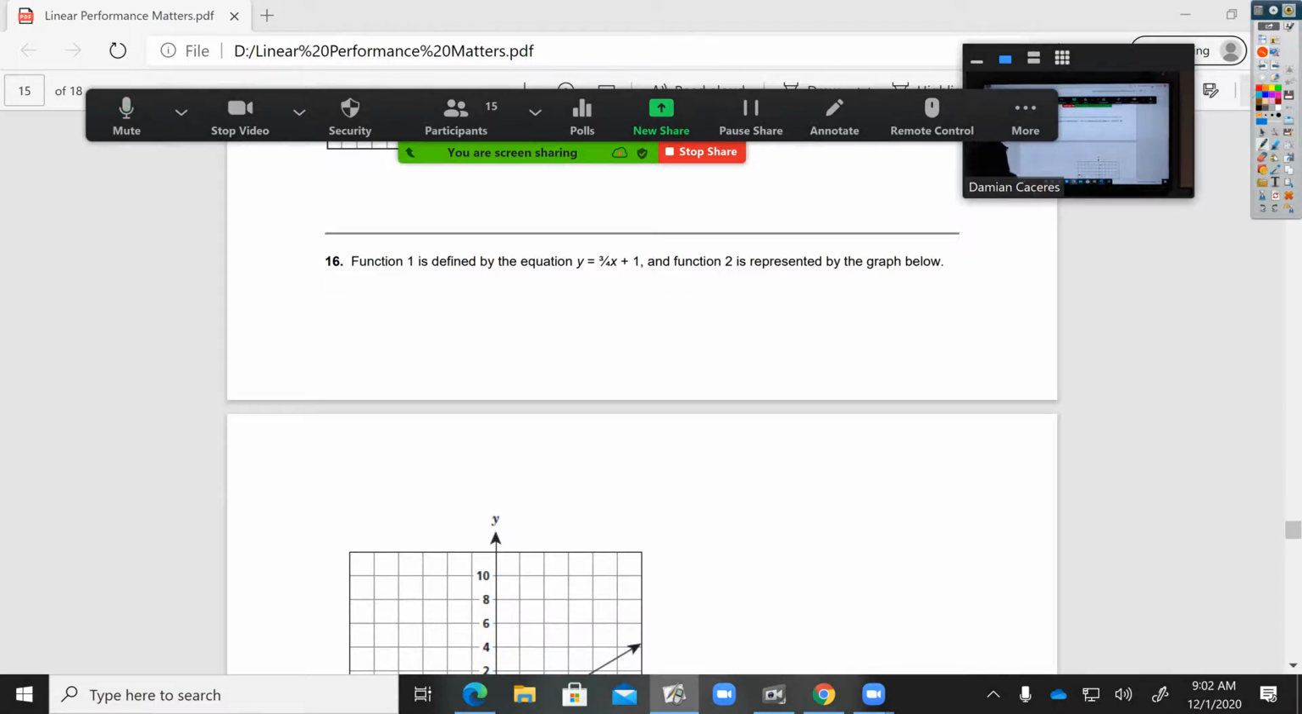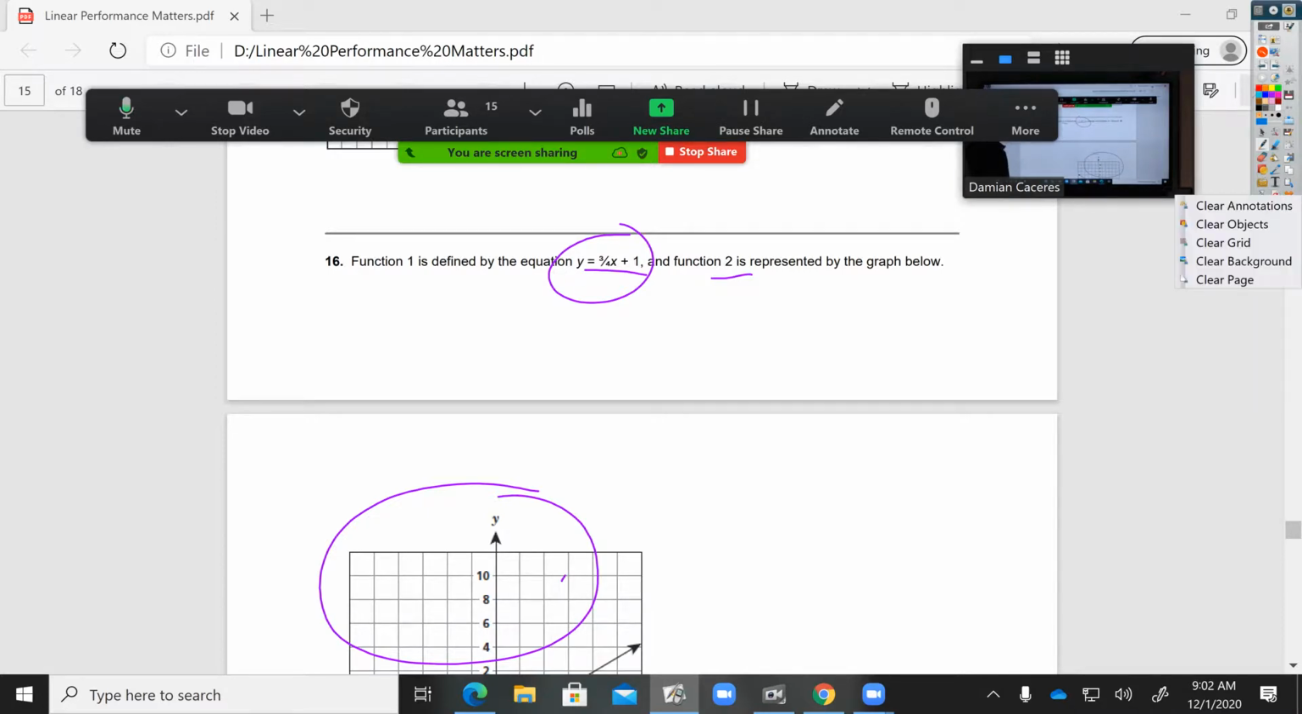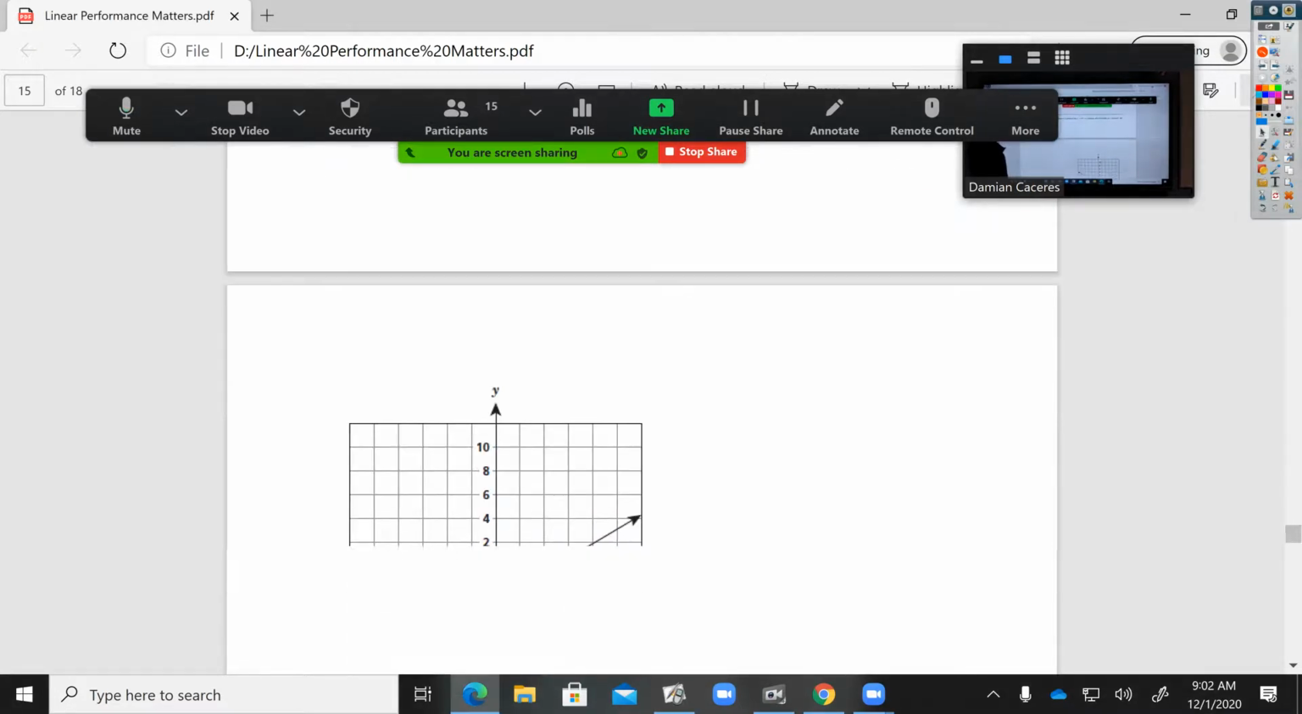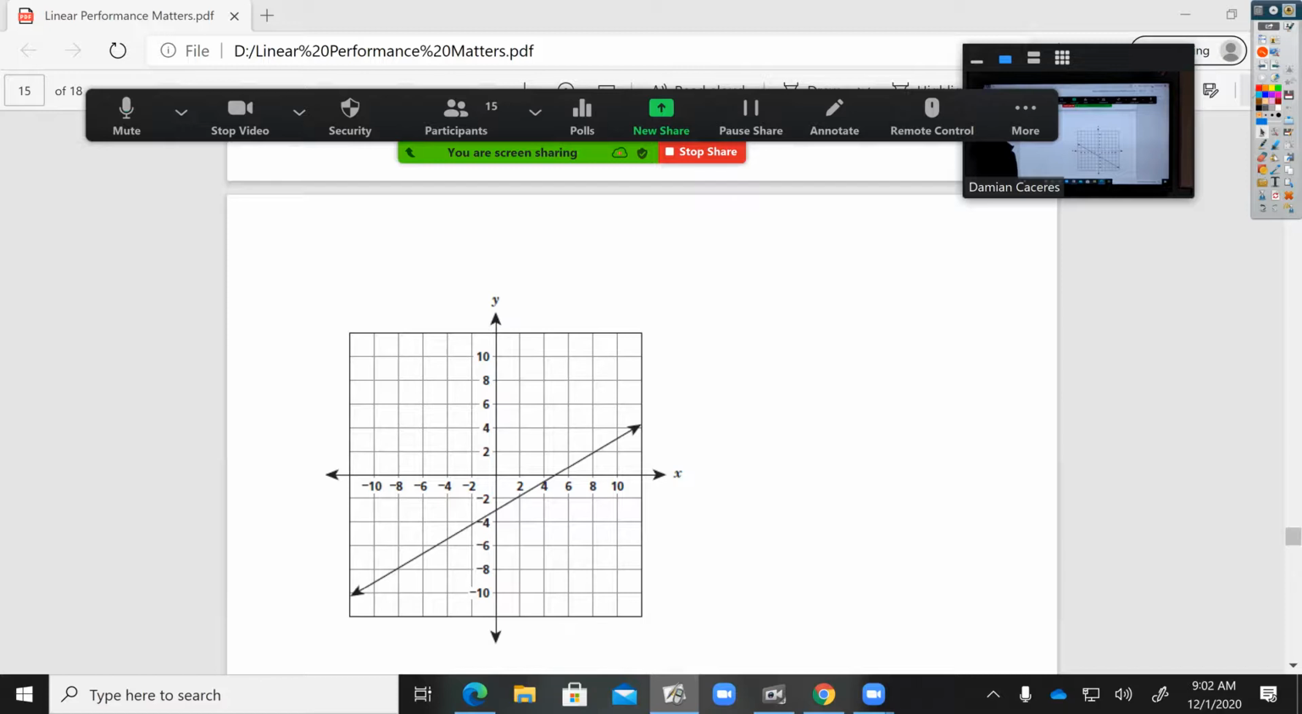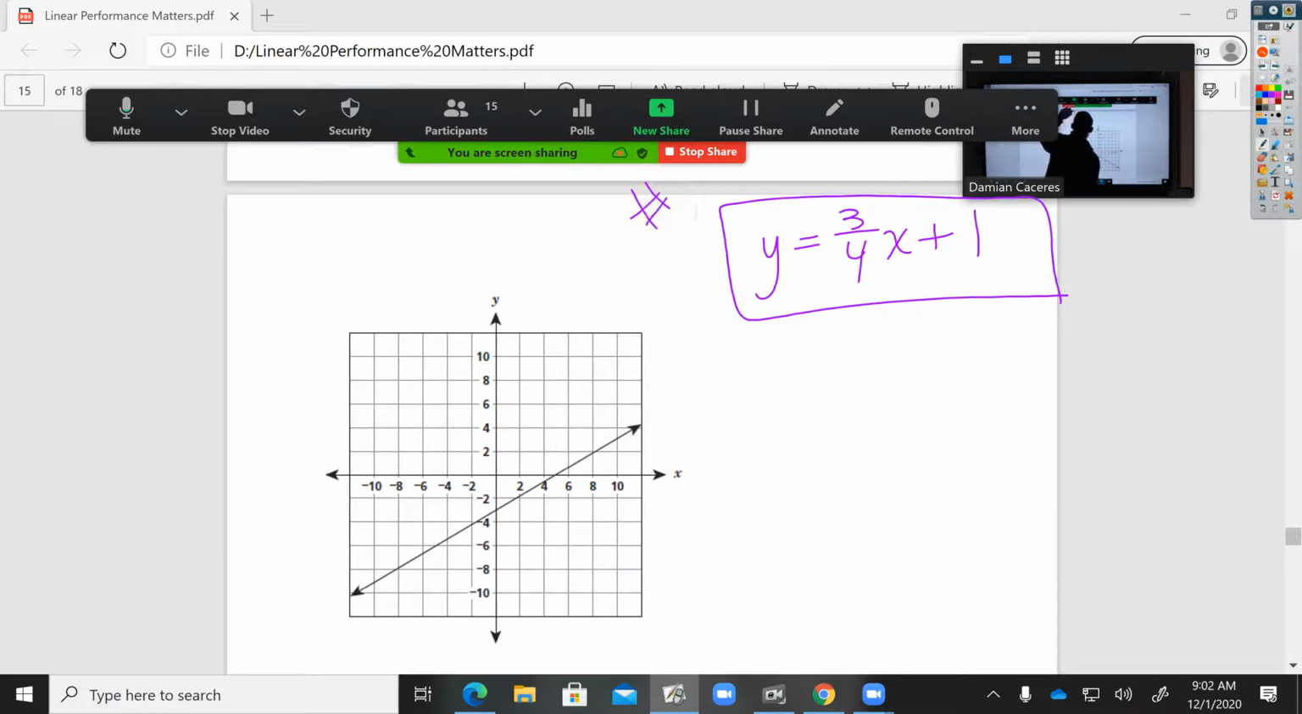Alright, so in this case, they give us an equation, and then they give us a graph. They're two separate situations. You're just going to have to compare them later. So function 1 is the equation, function 2 is this graph down here. The equation, I'm going to write it down here next to the graph, and label it. Y equals 3 over 4x plus 1. This is function 1. This is function 2.